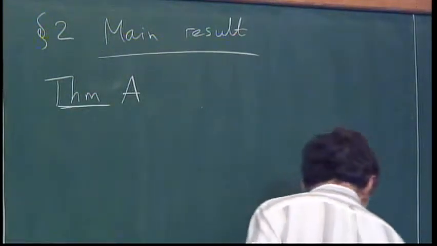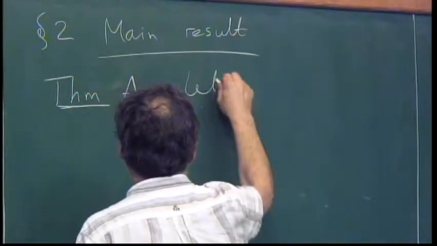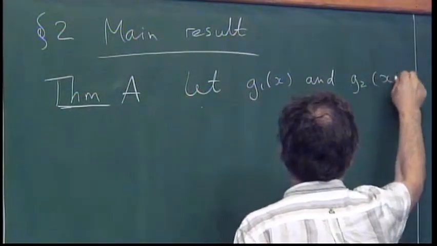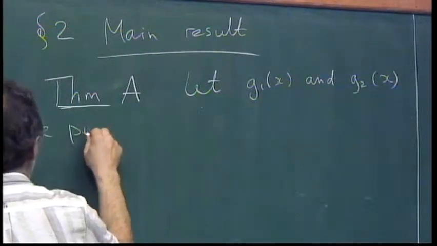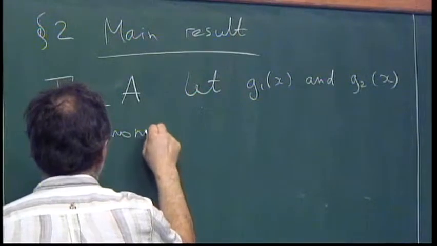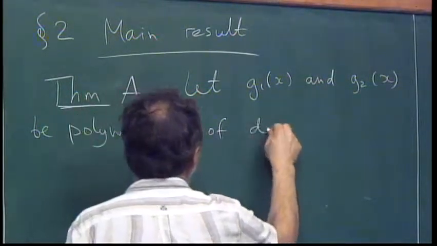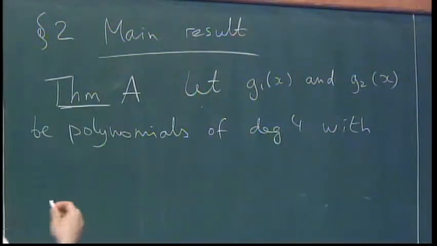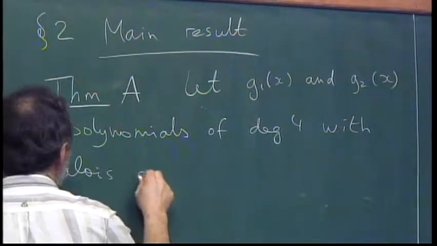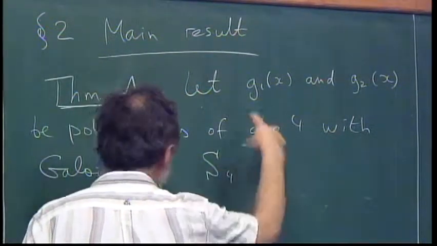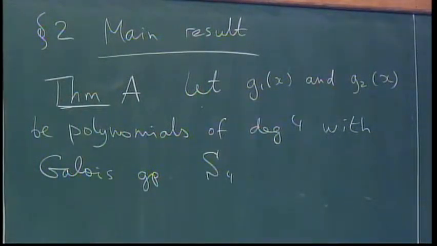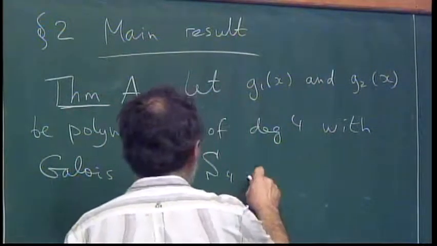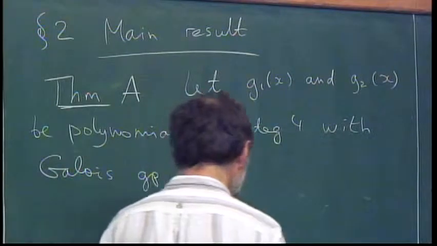So as I said, K is going to be a number field. And let g1(x), g2(x) be 2 polynomials of degree 4 with Galois group S4. So generic case. Each of them has the maximal possible Galois group, the symmetric group on 4 letters. Right, so let's assume there's a technical assumption.